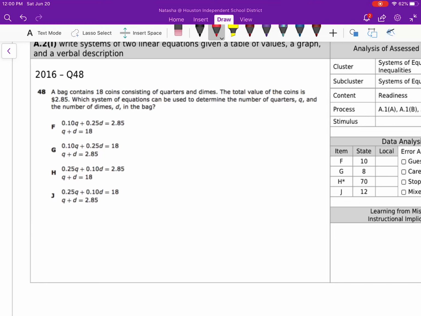Same situation for this question. A bag contains 18 coins consisting of quarters and dimes. So quarters plus dimes is equal to 18. We have coins. Now the total value of the coins is $2.85. So we've written the count. Now we're going to write one dealing with the amount. So that's going to be 2.85. Now quarters is 0.25 and dimes is 0.10.